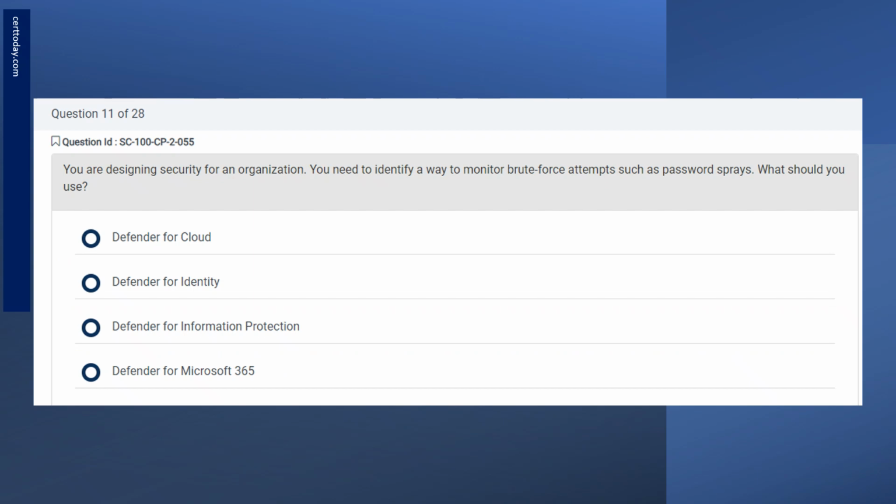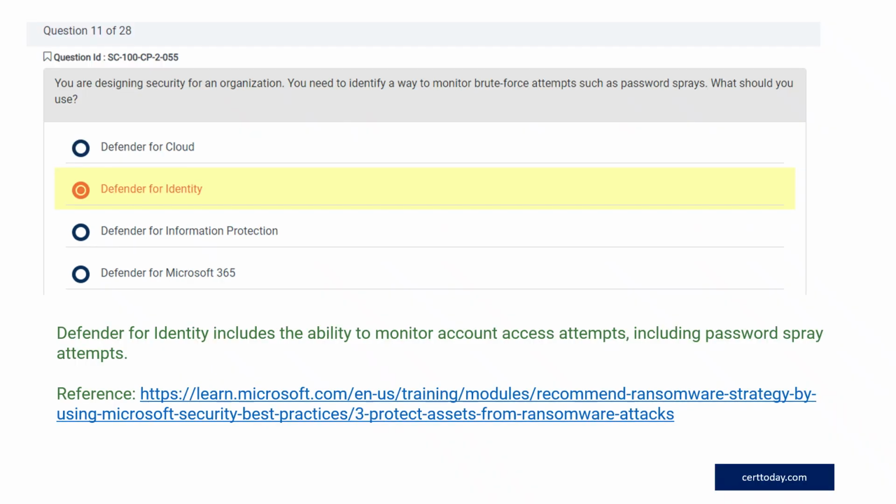Question 11. You are designing security for an organization. You need to identify a way to monitor brute force attempts such as password sprays. What should you use? A. Defender for Cloud. B. Defender for Identity. C. Defender for Information Protection. Or D. Defender for Microsoft 365. Defender for Identity includes the ability to monitor account access attempts, including password sprayed attempts.